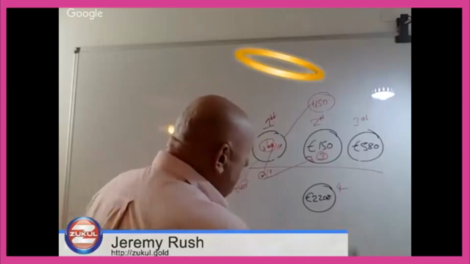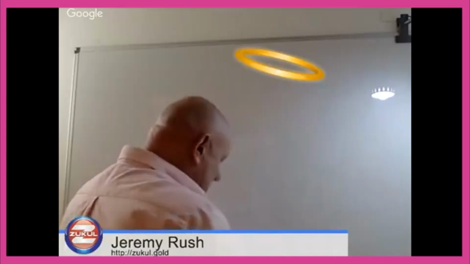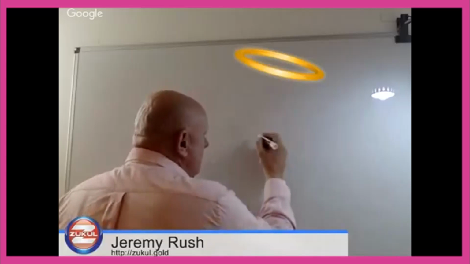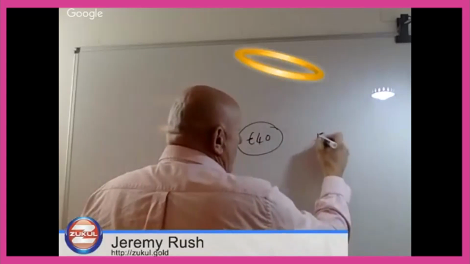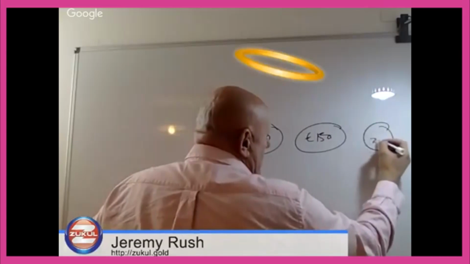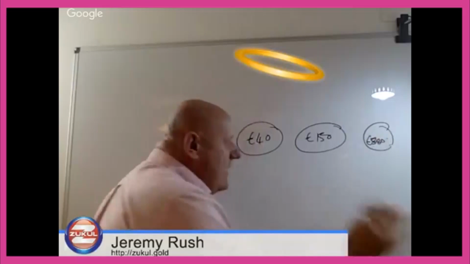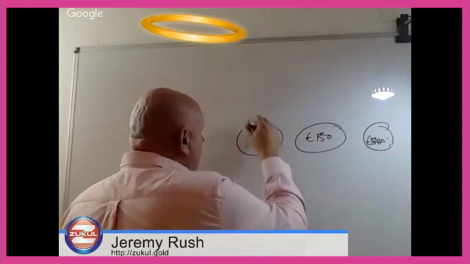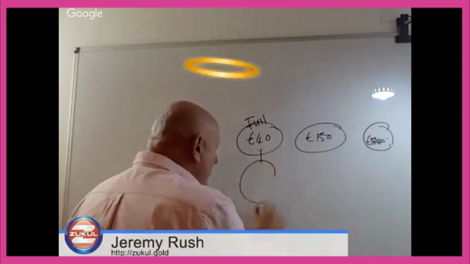Now remember, let me just tell you this. This is what happens. So you've gone and you've bought your first 3 coins. You bought your 40 euro coin, you bought your 150 euro coin, and you've bought your 580 coin. You've bought them out the gate. Now, when you complete this coin and it's full up, what does the system do? It buys you another 40 euro coin.